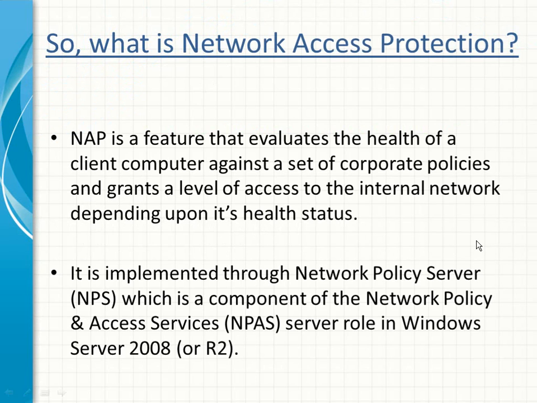So, you might now be wondering what network access protection is all about. Let me give you a brief introduction. Network access protection is a feature that evaluates the health of a client computer against a set of corporate policies and grants it a level of access to the internal network depending upon its health. It is implemented through the Network Policy Server, which is a component of the Network Policy and Access Services server role in Windows Server 2008 and Windows Server 2008 R2.